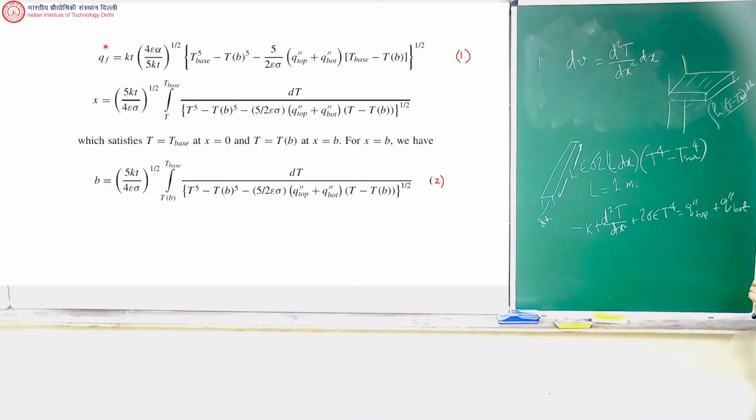But what's the other way of getting it? Heat transfer through a fin. What's the other way of getting it?